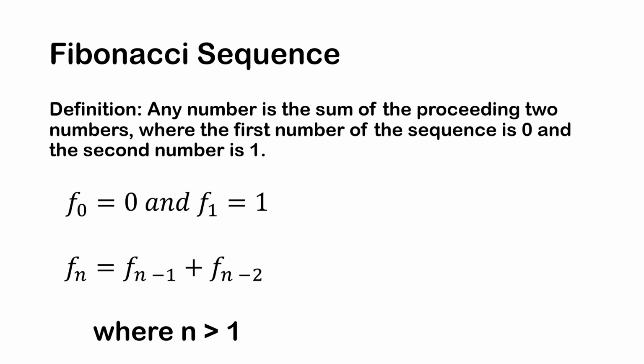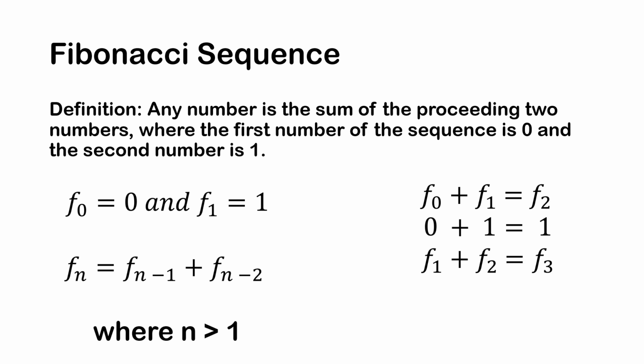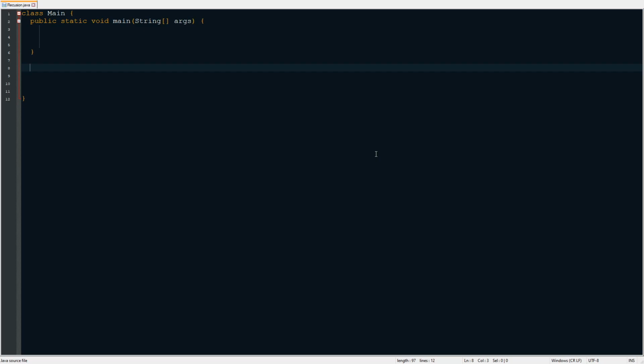In other words, our n value is at least 2, or we are at least on the third number in the sequence. For example, if we look at the first two numbers and add them together, we should get the third number. Since our first two numbers are 0 and 1, this means that our third number is also 1. If we want to solve for the fourth number, we will add the second and third number in the sequence, which are 1 and 1, and we will get 2. Now let's go take a look at these in code.